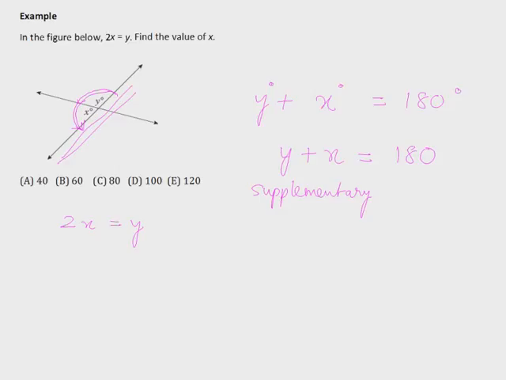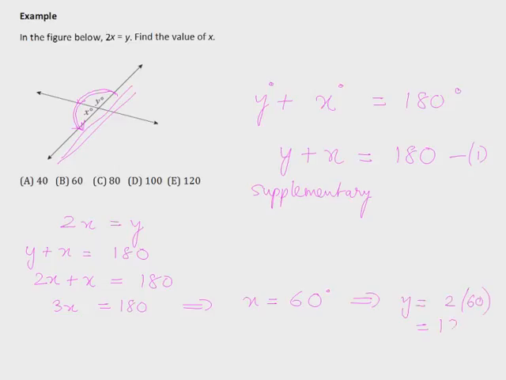So in my first equation here, I can substitute 2x for y. So y plus x equal to 180 becomes 2x plus x equal to 180. That is 3x is equal to 180, which means x is equal to 60. Which again means y is equal to 2 times 60, which is 120. Of course, they've asked for the value of x, which is 60. So the answer is B.